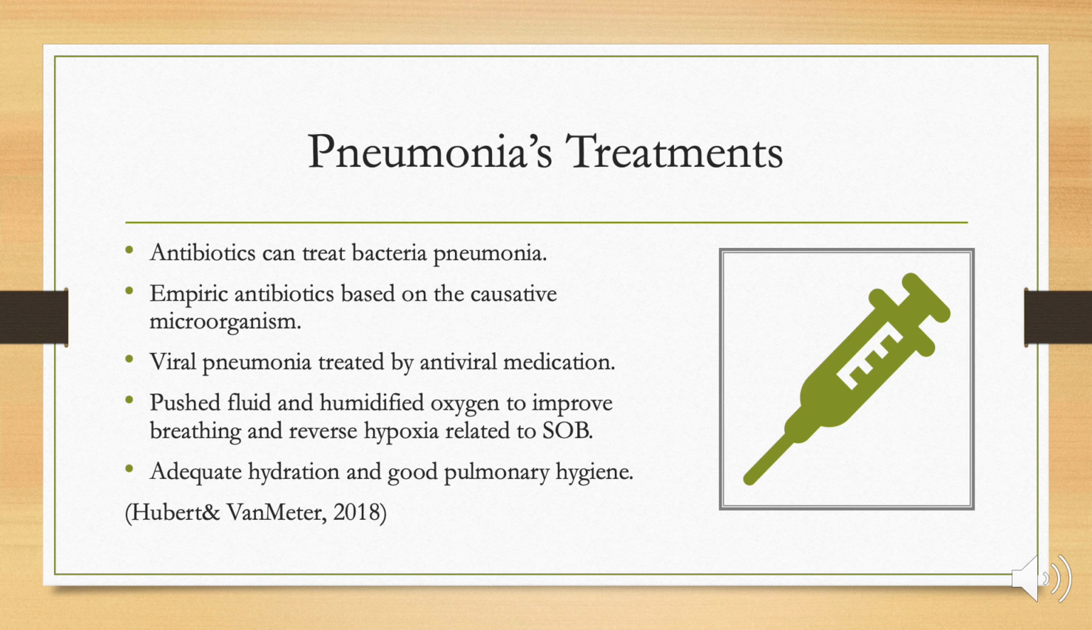Antibiotics can treat bacterial pneumonia, with empiric antibiotics based on the causative microorganism. Viral pneumonia can be treated by antiviral medication. Other treatments would include pushing fluids and humidified oxygen to improve breathing and reverse hypoxia related to shortness of breath. Adequate hydration and good pulmonary hygiene would also be part of treatment.